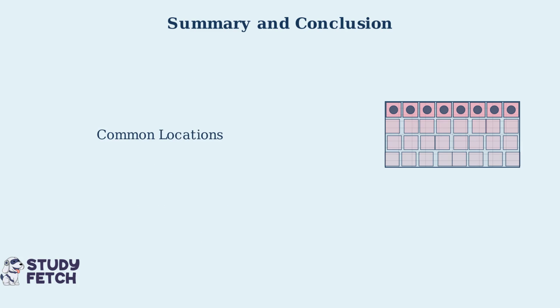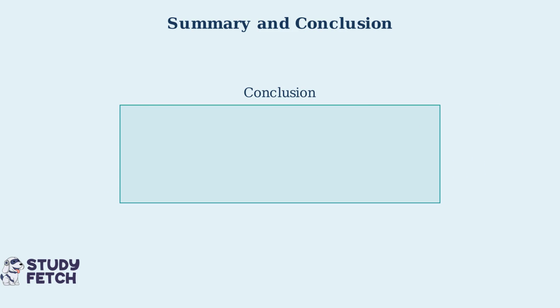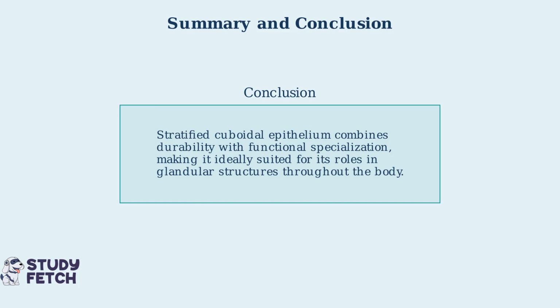This epithelial tissue is primarily found in glandular structures throughout the body. It's present in sweat glands, parotid glands, and the ducts of mammary glands. In conclusion, stratified cuboidal epithelium represents a specialized tissue that combines durability with functional capabilities. Its unique structure of multiple layers with cube-shaped surface cells makes it ideally suited for its roles in glandular structures throughout the body.